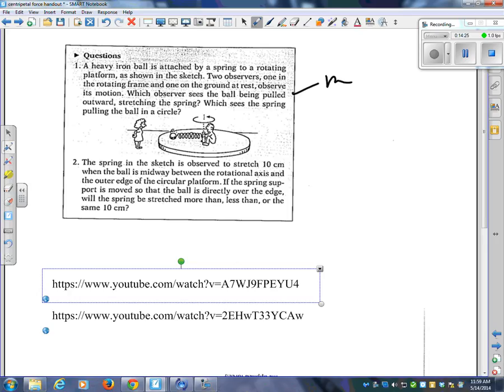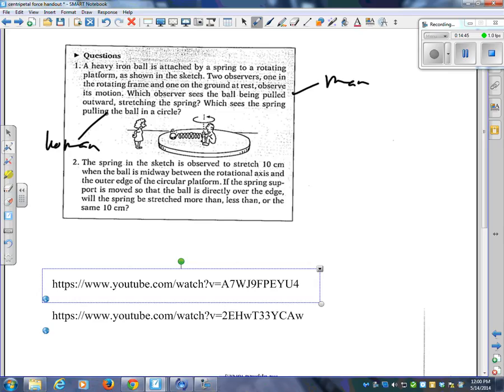The man, right? Which sees the spring pulling the ball in a circle? The woman, outside. She sees the ball going in a circle. What does he see? He's just sitting there. Well, someone's pulling the ball in the spring. Am I moving? Is the ball moving?